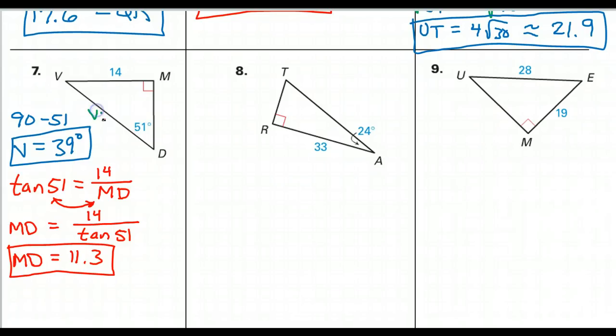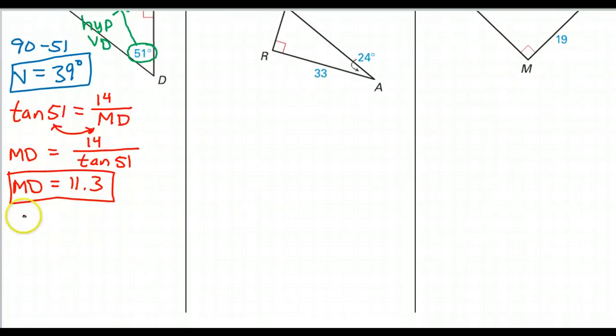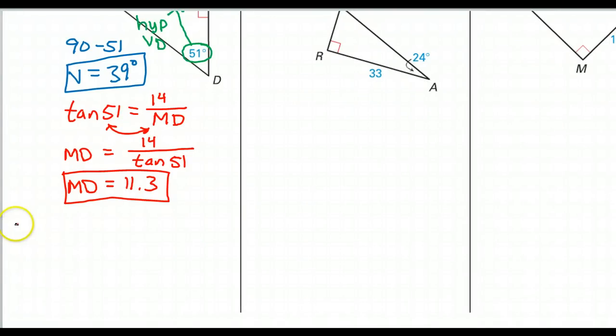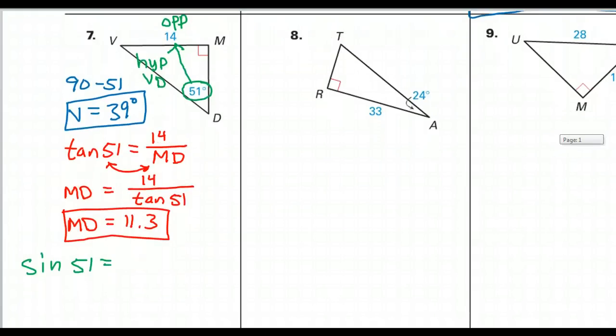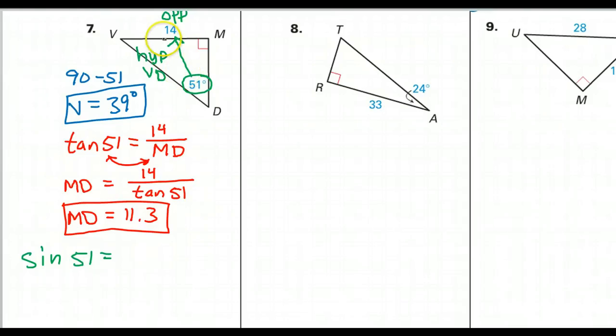So here's VD right here. So again, from the perspective of the 51, 14 is opposite. VD is the hypotenuse. Opposite over hypotenuse, that is the sine function. So sine 51 is equal to opposite over hypotenuse, so 14 over VD.